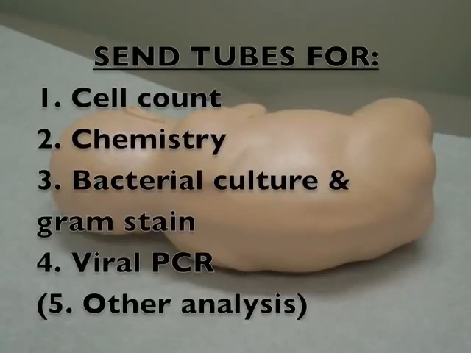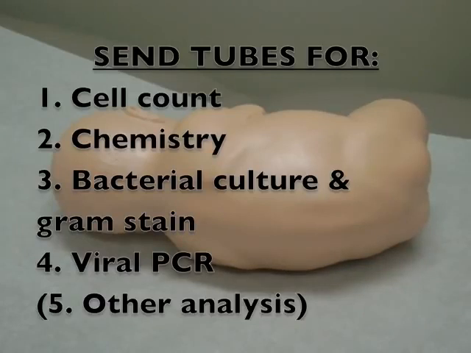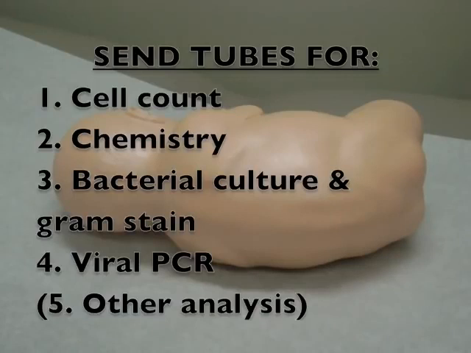You will typically send off your tubes for cell count, chemistry, bacterial culture and gram stain, and viral PCR. Other fluid analysis may be necessary depending upon the indication. If there is blood, you will need to decide whether it is blood or bloody CSF. If it is blood, take the needle out and try again. Bloody CSF, however, is not as dark and it will not clot. Eventually, it should run clear. In the case of bloody CSF, use the last collected tube for cell counts to minimize the effect of the blood.